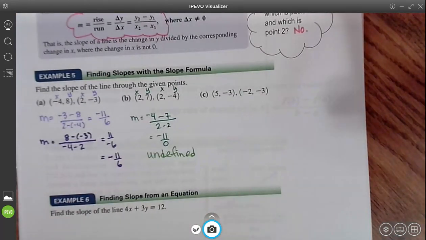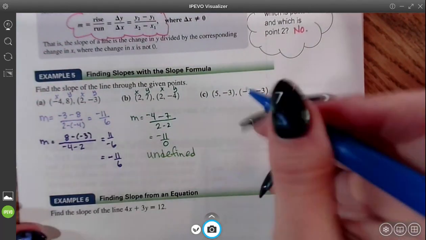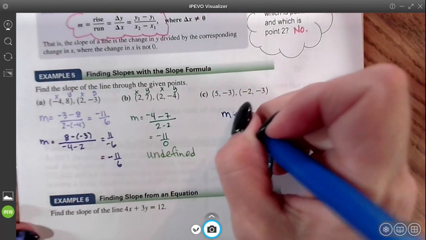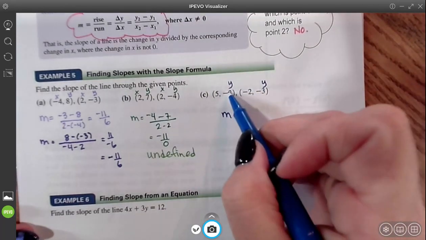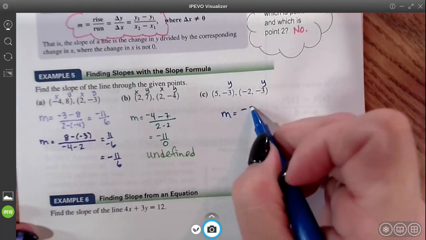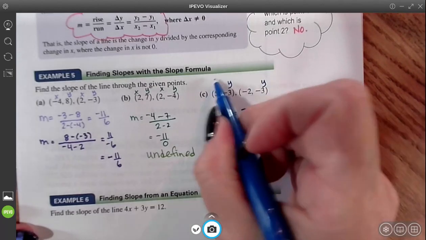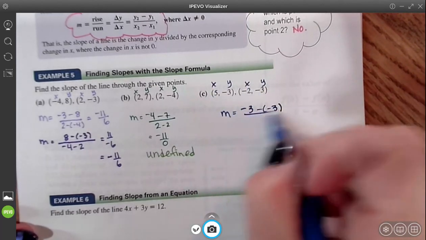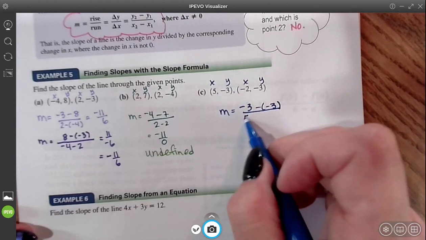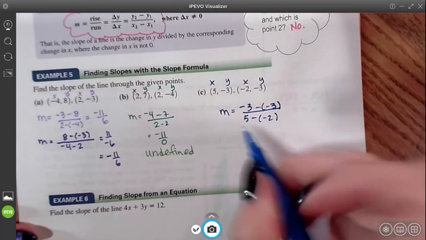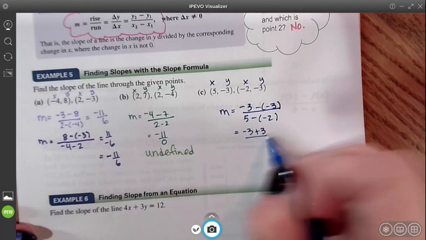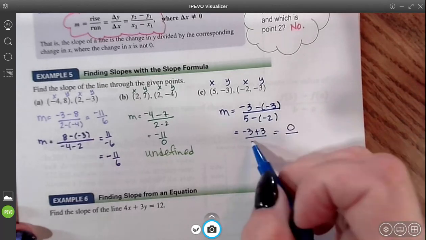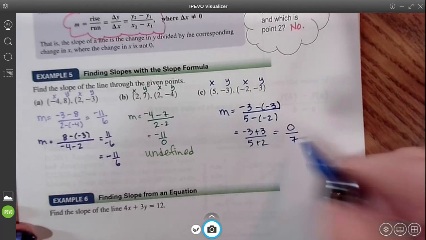Let's look at our last one, letter C. 5, -3, -2, -3. So slope. Remember, we're going to subtract the y's in the numerator. So if I do -3 subtract -3, then subtract the x's in the denominator, 5 minus -2, I get, well, that's -3 plus 3, which is 0, over 5 plus 2, which is 7.